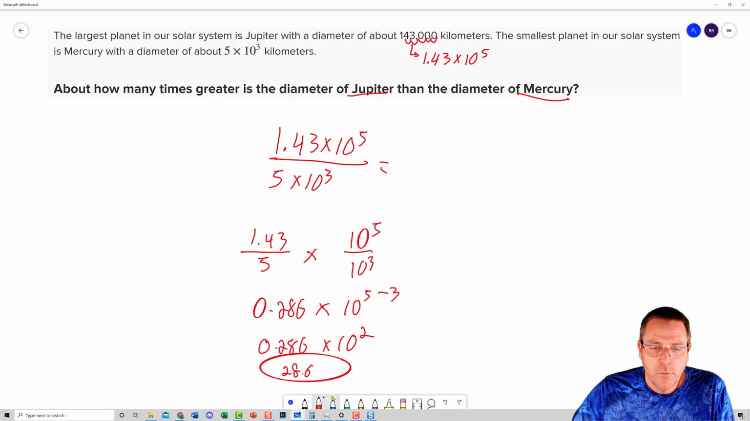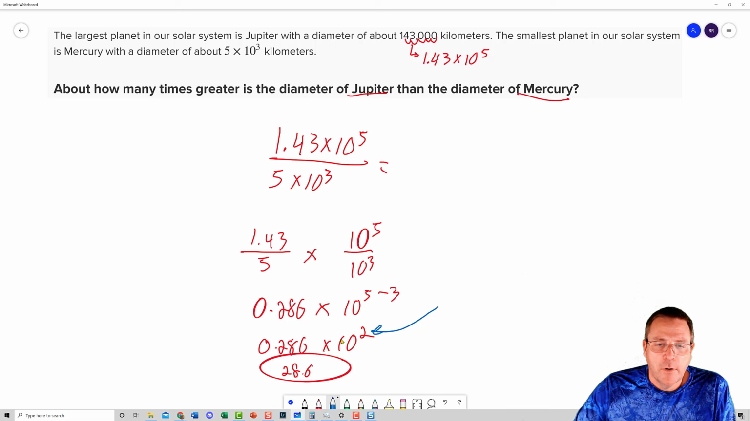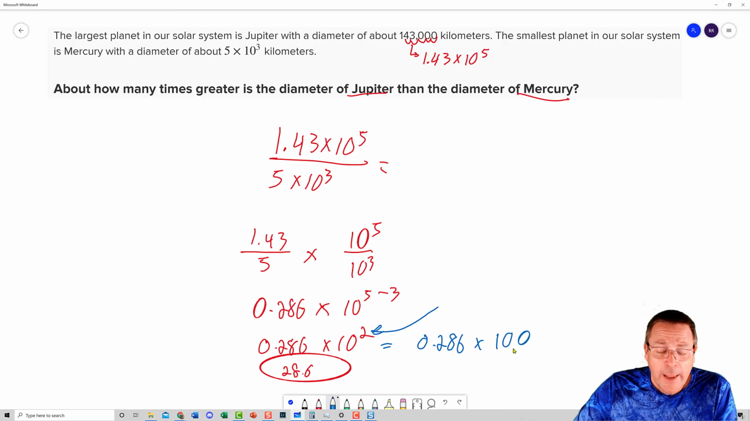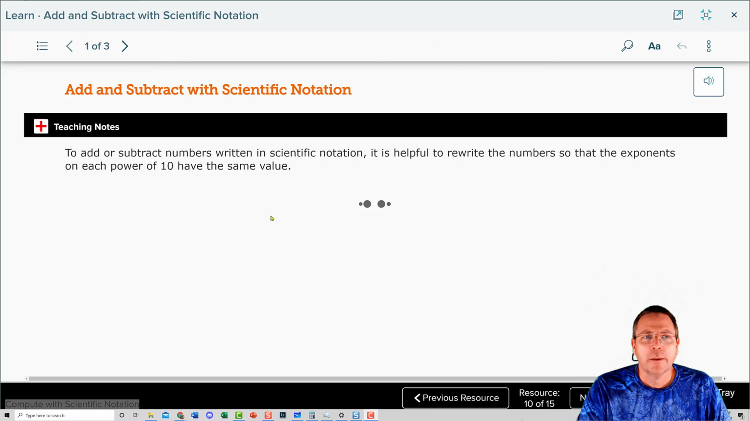Now I should give you a little more detail about what happened here, because it was times 10 to the 2. That could be rewritten as 0.286 times 10 squared, which is equal to 100, and anytime you multiply something by 100, all you have to do is move that decimal 2 spaces to the right.